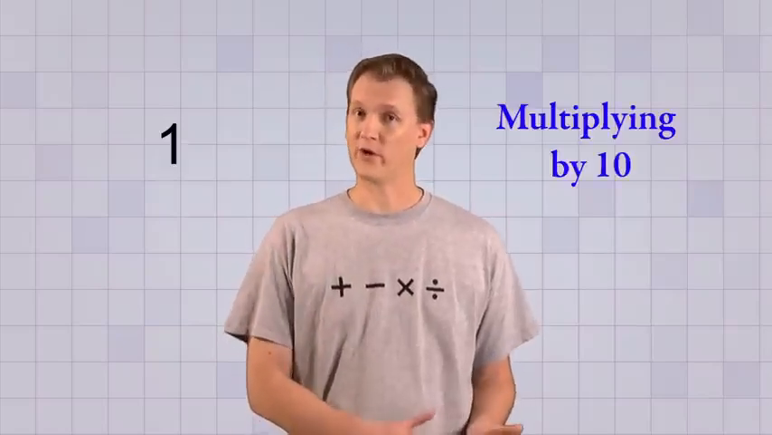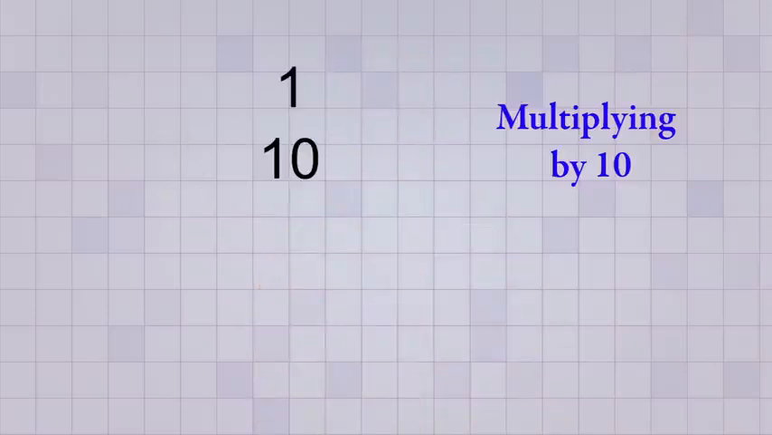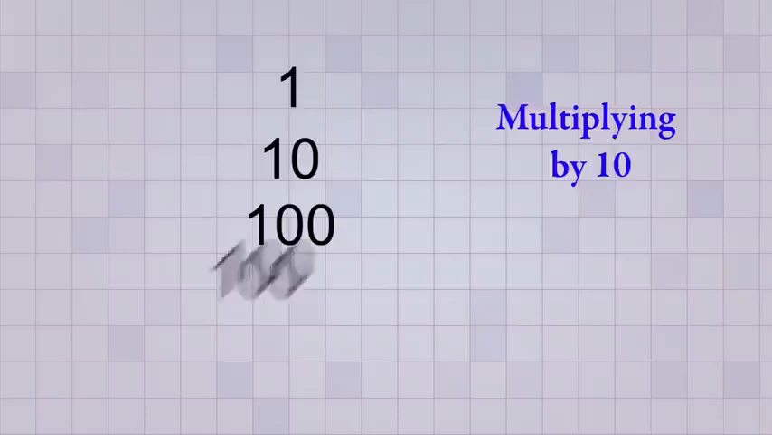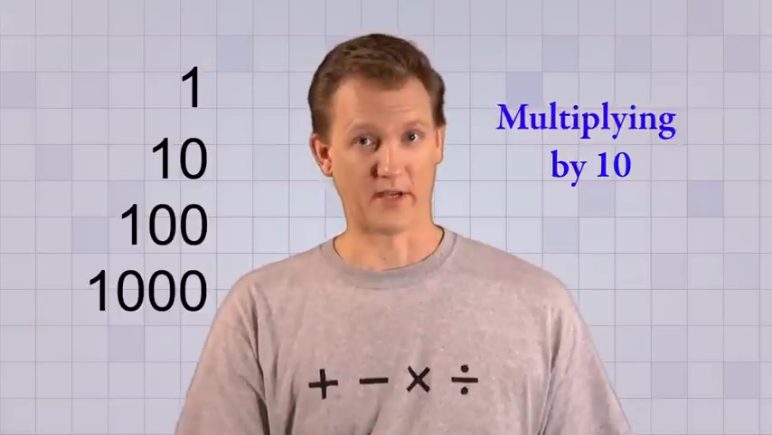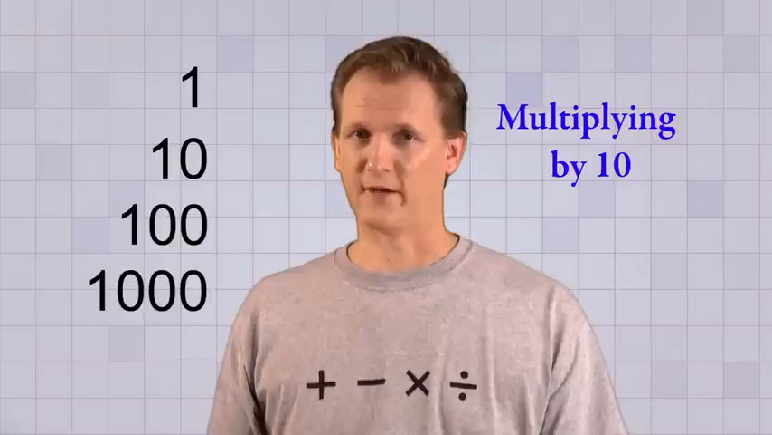It's probably no surprise that our first building block is 1. And we can get bigger building blocks just by multiplying by 10. So our next building block is 1 times 10, or 10. And the one after that is 10 times 10, or 100. And the one after that is 100 times 10, which is 1,000. I could keep on multiplying by 10 to get bigger and bigger building blocks, but I think I'm going to stop at 1,000 for now.